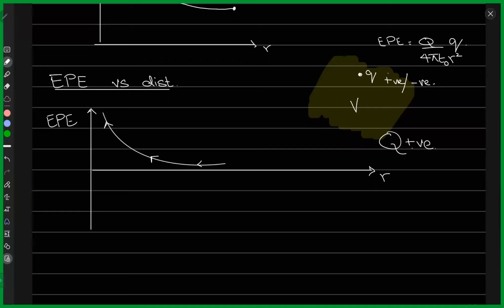right? And if small q is negative, then the charge would start losing energy if it comes closer and closer towards another positive charge, which is this capital Q. So it would look something like this, right? Again, you can see that it's coming closer and closer. So the distance is 0 over here, right?